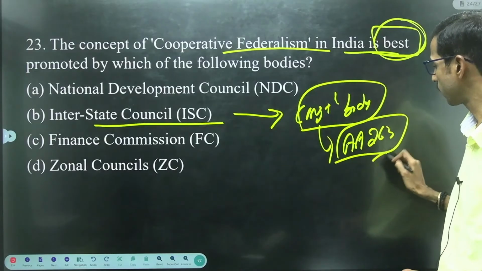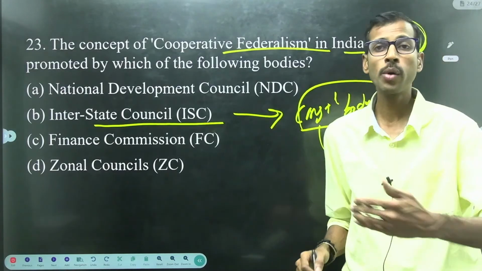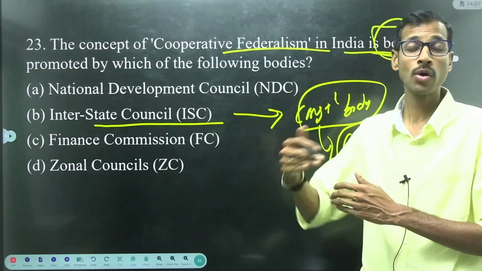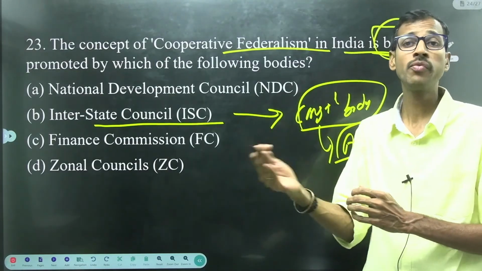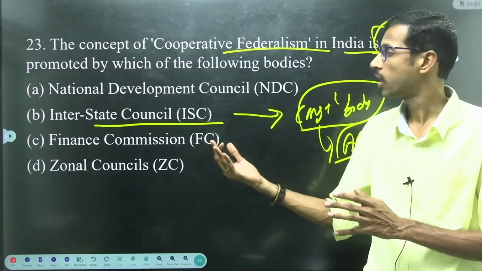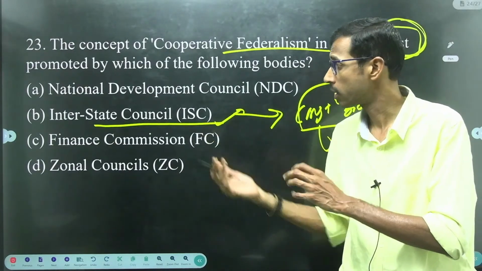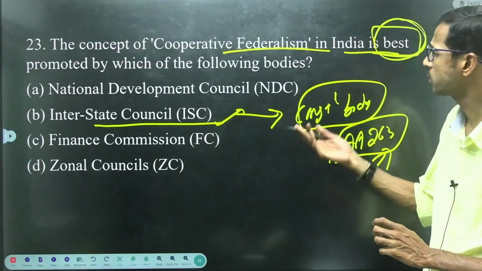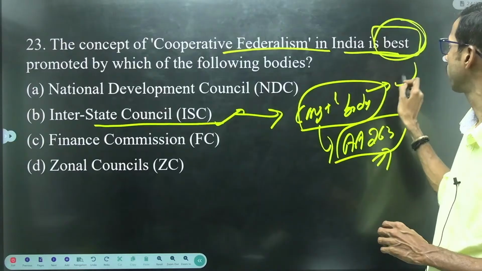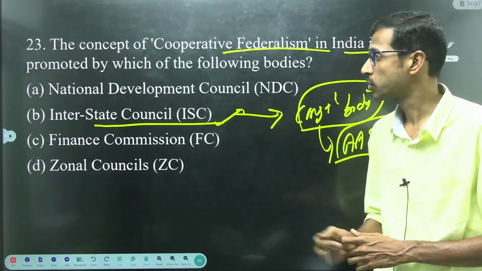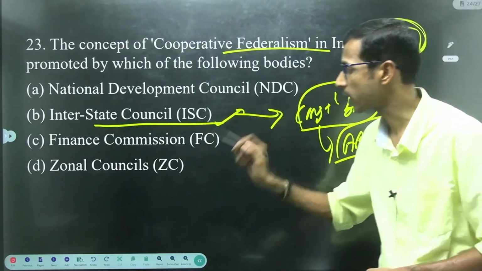It completely promotes cooperative federalism wherever there are issues among states or between the Centre and states. So that is the role played by the Inter-State Council. It is a constitutional body, that's why we indicate that cooperative federalism is best promoted by the Inter-State Council only. B is the correct option.